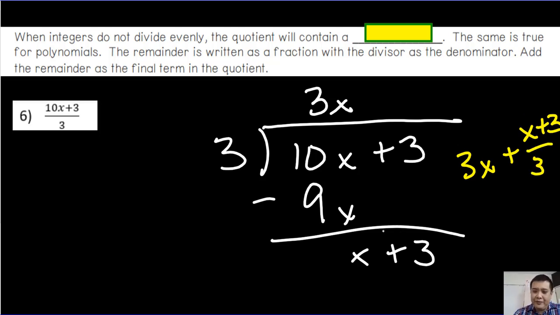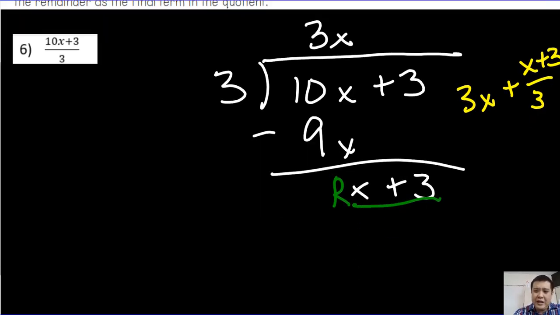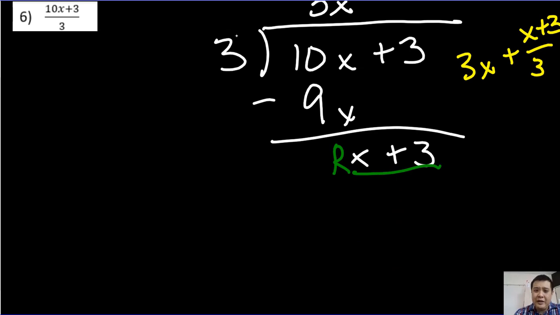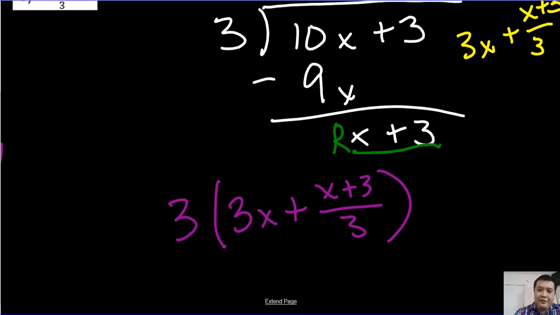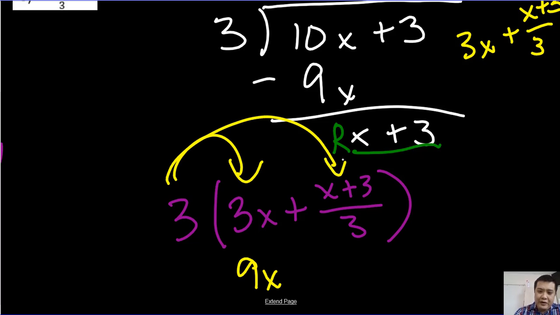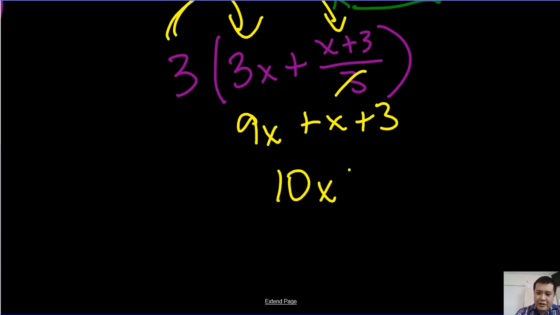This is our remainder, okay? And we can see that if we were to multiply 3 by everything in there, so if we were to multiply that back in, here we get 9x. If we do that, these 3's go away. We get plus x plus 3. And we get 10x plus 3 back as well.